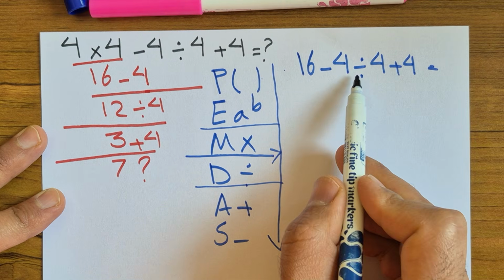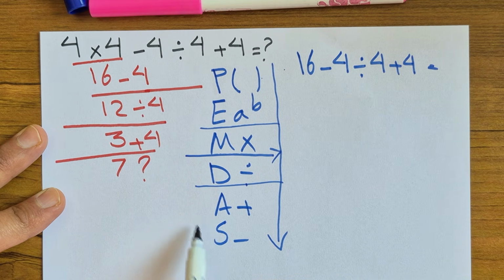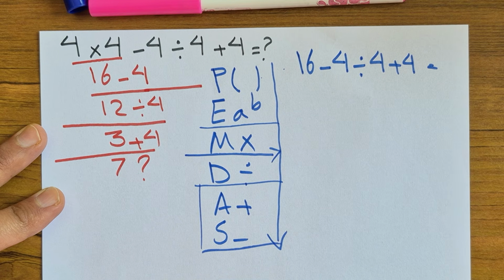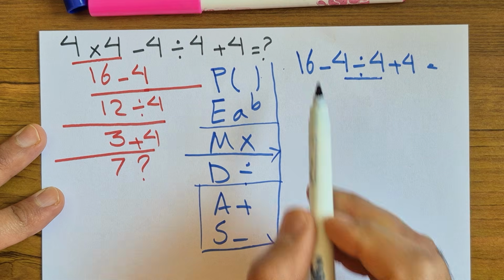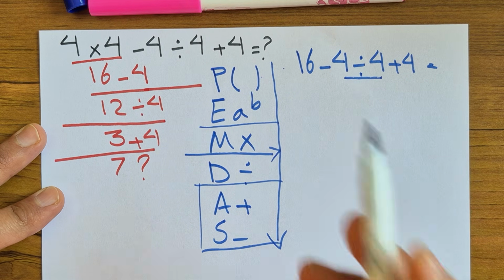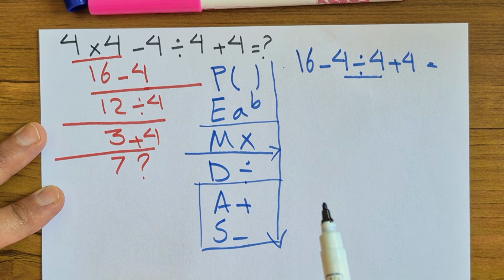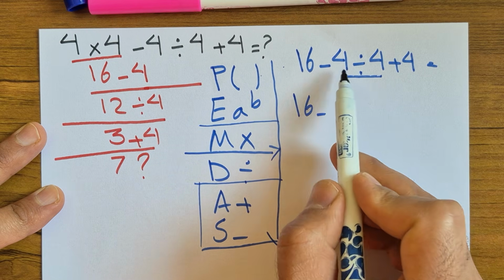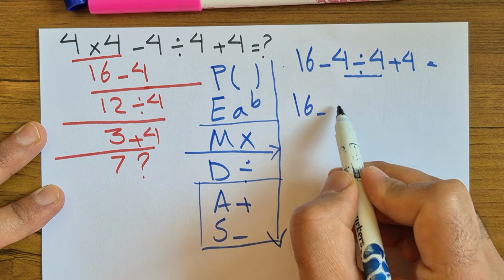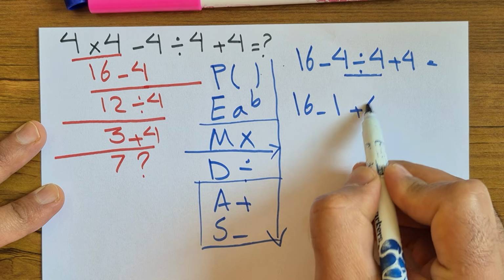Now we have just one division. The rest is addition and subtraction, which have the lower priority. We must do division now. You can't say 16 minus 4 because you are breaking the PEMDAS rule. So 4 divided by 4 gives us 1, and then plus 4.